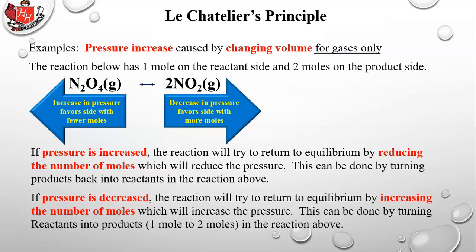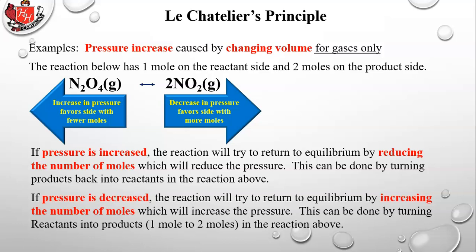So let me read that bottom sentence again. If the pressure is decreased, the reaction will try to return to equilibrium by increasing the number of moles, which will increase the pressure. This can be done by turning reactants into products, 1 mole to 2 moles in the reaction above.